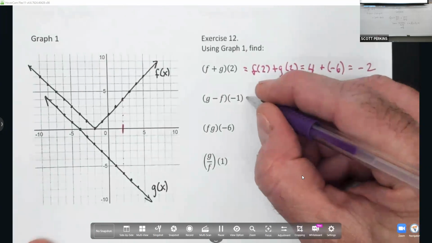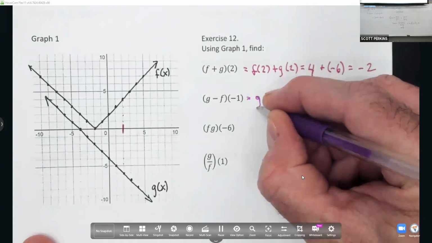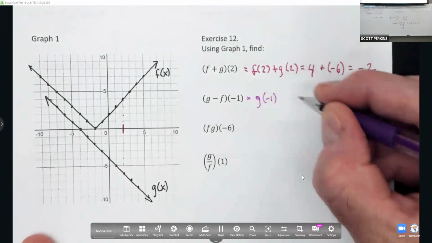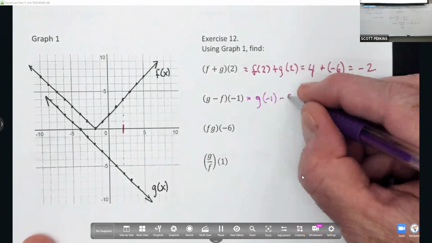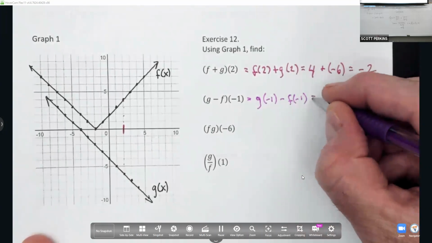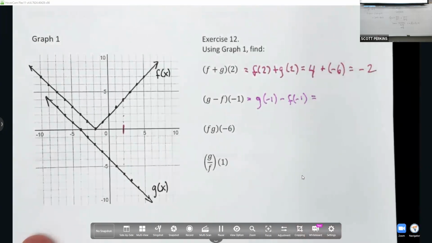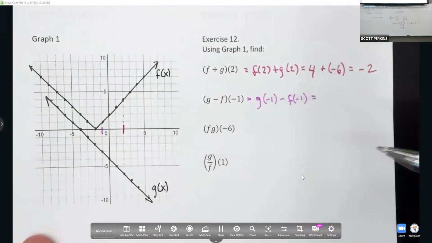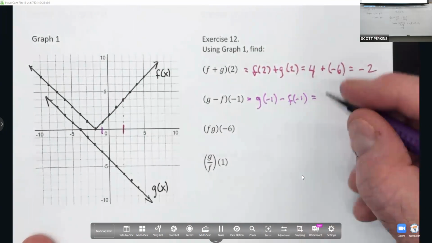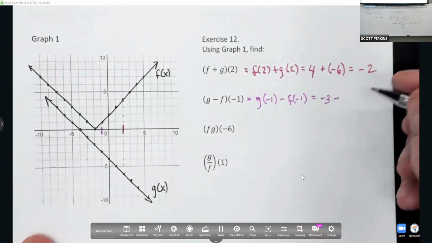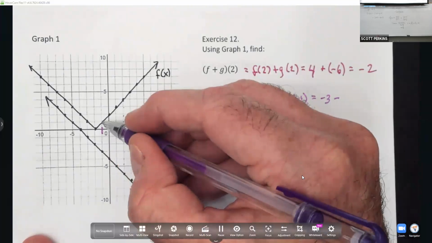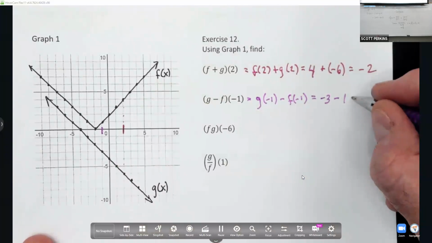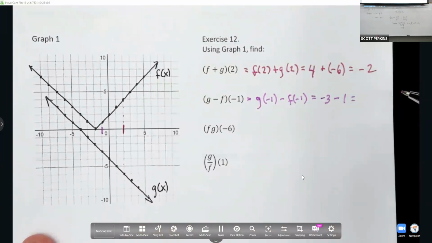The first one says, what is g minus f of negative 1? So I'm going to take g of negative 1 minus f of negative 1. I'm just looking at the graph for these values. So g of negative 1, here is the x value negative 1. G is negative 3 minus f at negative 1 is positive 1. So negative 3 minus 1 is negative 4.